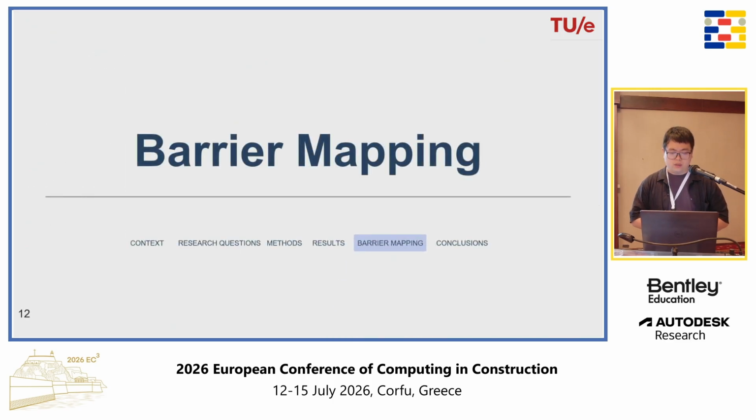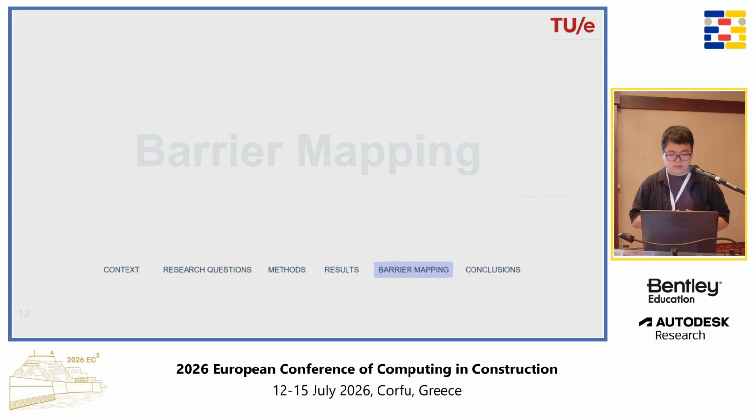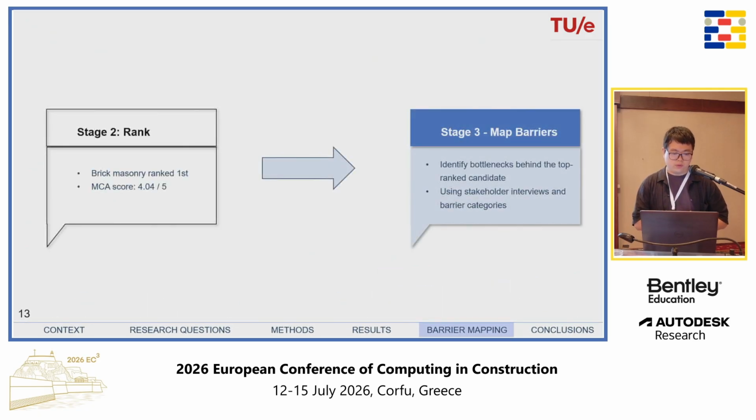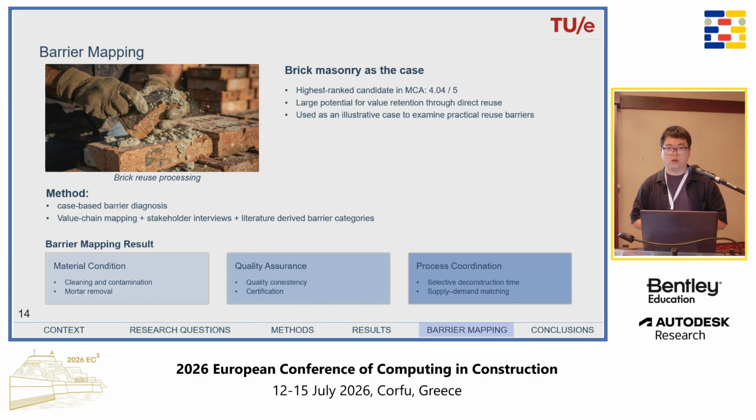And we follow with barrier mapping. Because from stage 2 we get a ranking, and based on this ranking we get stage 3, mapping barriers, to see how this works in a real situation. So we identify the bottlenecks behind the top ranking candidate, and we use stakeholder interviews and barrier categories. So here comes the barrier mapping result.